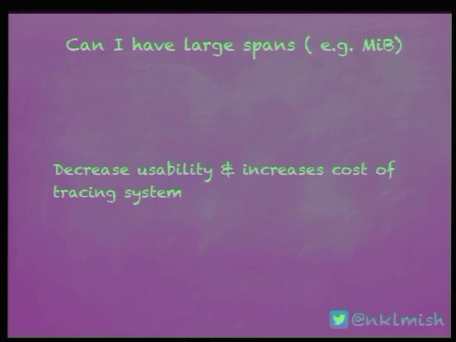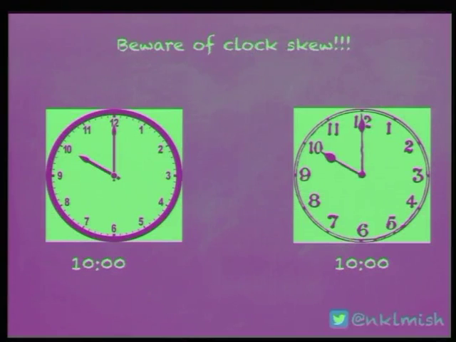A question which generally comes to mind is, can we have a large span? Well, the answer is, it is not recommended. Why? Because it decreases the usability of the tracing system, and also it increases the cost of the tracing system. One thing which we should really be aware of is clock skew. Clocks tick at different rates. And in a distributed world, if our clocks are not synchronized, then all the data that you saw gathered and represented by Zipkin is not going to help you to address and resolve those problems.